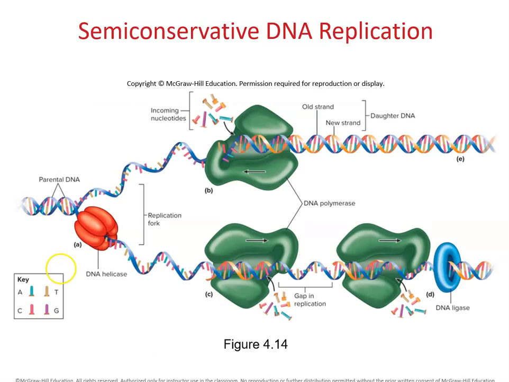So here's a visual representation. We have the parent DNA. We have the DNA helicase that is breaking apart the two strands. We have the replication fork here at the very edge between the parent DNA and the separated DNA. And then we have the DNA polymerase that is adding in the base pairs as the DNA strand grows.